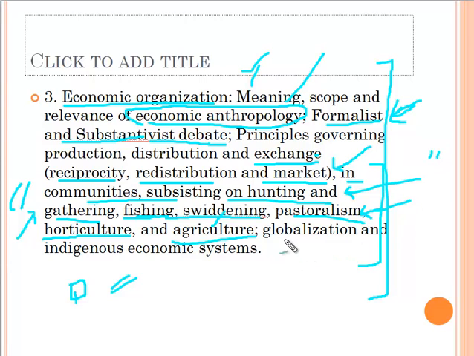Then globalization and indigenous economic system. So again, what is the impact of globalization on the current system of different countries or different tribes and all, how the people are coming together and forming groups, and how one culture is affecting another culture, and basically the economic organization. All this we will study in this globalization and indigenous economic system.